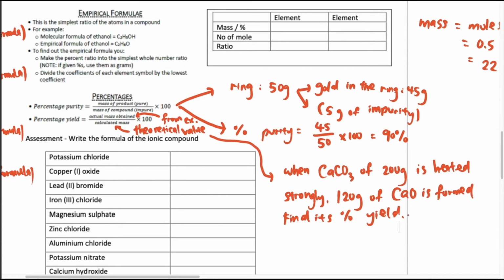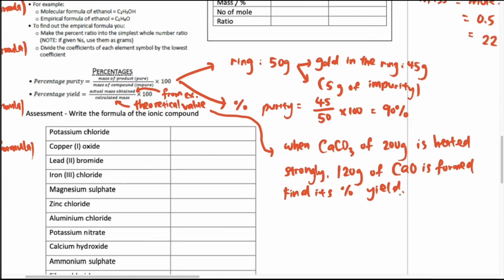Okay, so what we are doing here is we heat up the calcium carbonate. We heat up 200 gram of calcium carbonate. We heat it up, then after a while, we cool down the residue, the remaining part, and we get 120 gram. So the 120 gram is calcium oxide. Calcium carbonate, after you heat it, it becomes calcium oxide. Okay, so find its percentage yield.